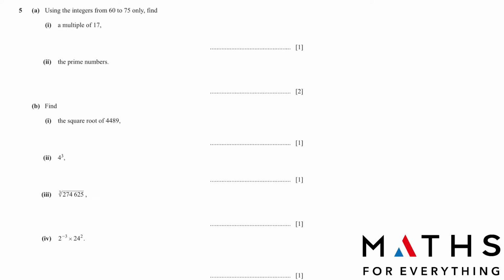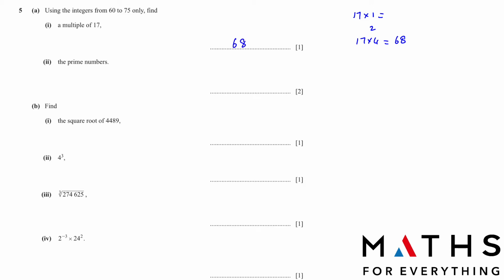Question number 5. Using the integers from 60 to 75 only, find a multiple of 17. The easy way to do this is in your calculator, multiply 17 by 1, 17 by 2, and see which number you are getting, which is between 60 and 75. You will get 17 times 4 is equal to 68. So that is your answer.